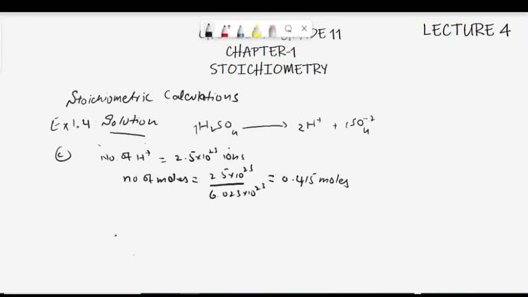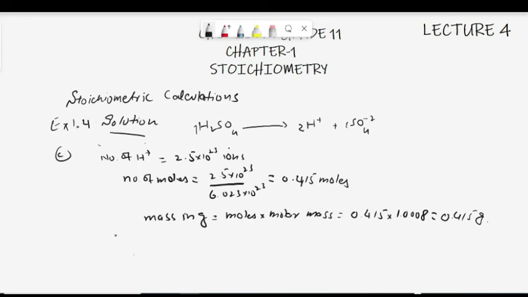And now you know how to convert the number of moles into the mass in grams. So mass in grams is equal to moles multiplied by molar mass, and this is equal to 0.415 into 1.008, that is the atomic mass of hydrogen, and so this is equal to 0.415 grams. So 0.41 grams of hydrogen ions would be produced as a result.